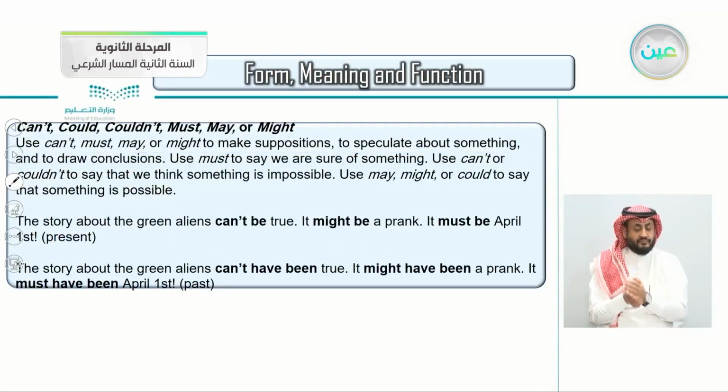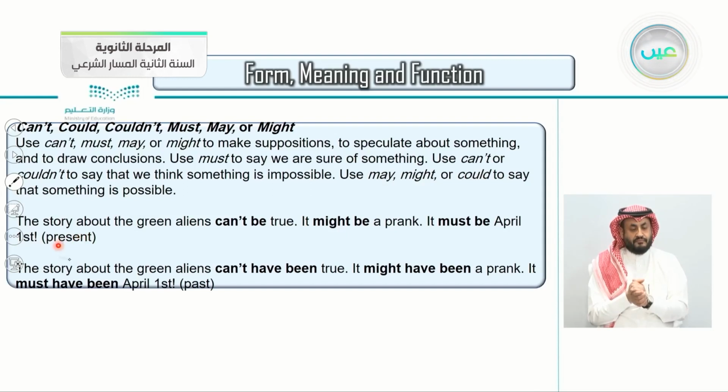Also, we're continuing can't, could, couldn't, must, may, or might. If you remember, here's a brief review. We use can't, must, may, or might to make suppositions, trying to speculate about something. We use must when we are sure of something. He must be at home. You must be joking. We use can't or couldn't to say when we think something is impossible. He can't be there. He was just with me. He can't be at his house. He was just with me. We use may or might or could to say something is possible.